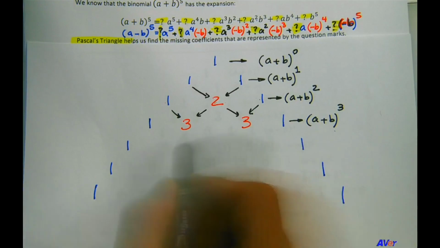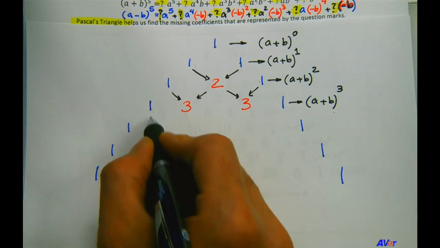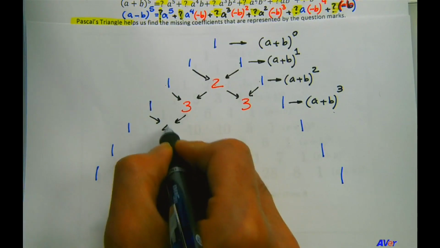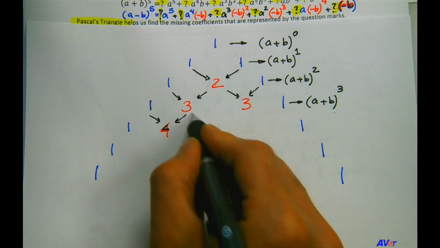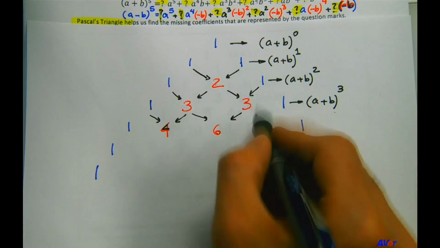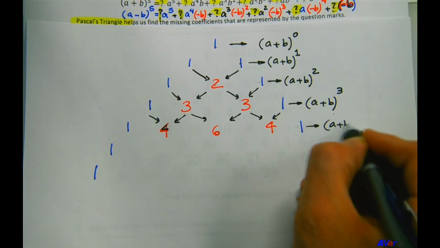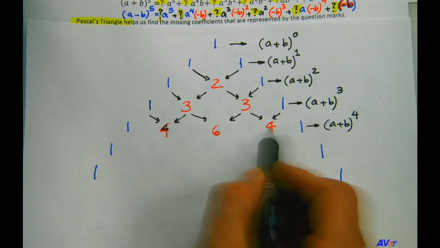Okay, so for the next row, the coefficients are obtained by 1 plus 3, so 4, then add 3 and 3, we get 6, and then 3 plus 1, again we get 4, which we had on this side. Okay, so this row are the coefficients of the binomial raised to the 4th power. How many terms do we have? 1, 2, 3, 4, 5. Again, 1 more than that power.